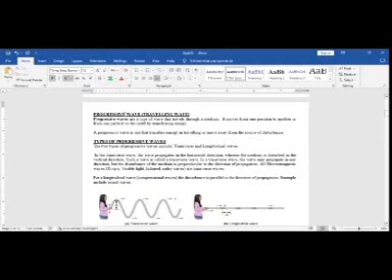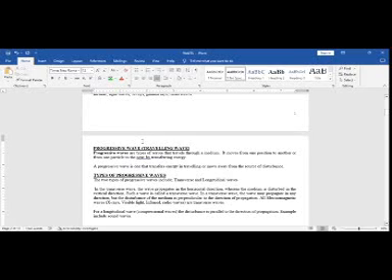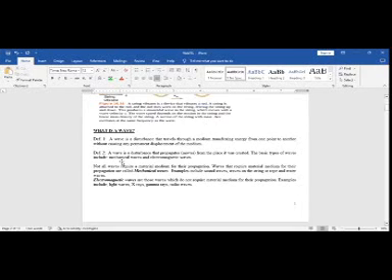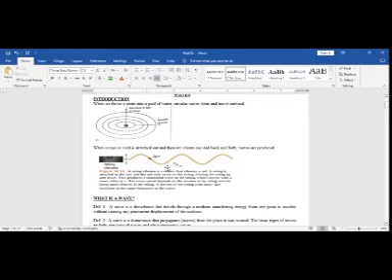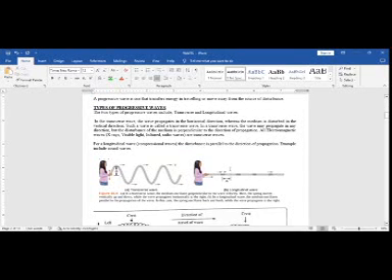You can also call a progressive wave a traveling wave. What is a progressive wave? It's simply a wave that spreads away from a source. A progressive wave is one that transfers energy in traveling or moving away from the source of disturbance. These are examples of progressive waves. You see how the waves are spreading away from the source. You can take that as a simple example of a progressive wave.